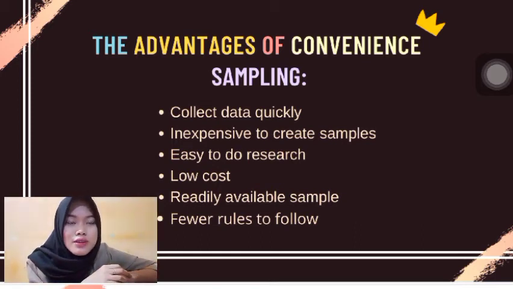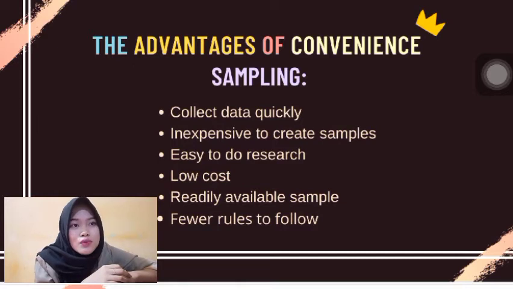The next is low cost. Low cost is one of the main reasons why the researcher, especially students, choose this technique to do their research. The next is readily available sample. Data collection is easy and accessible. And the last is favorable rules to follow. Like I've said before, if you use this convenience sampling, there are not many rules to follow because gathering critical information and data becomes uncomplicated.